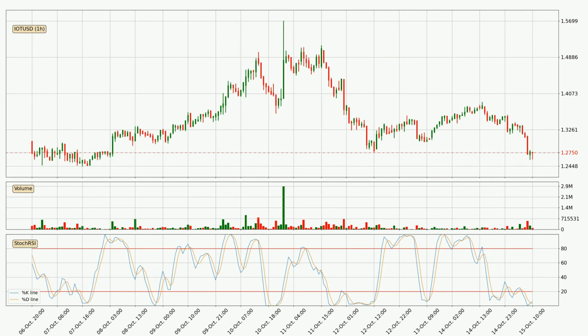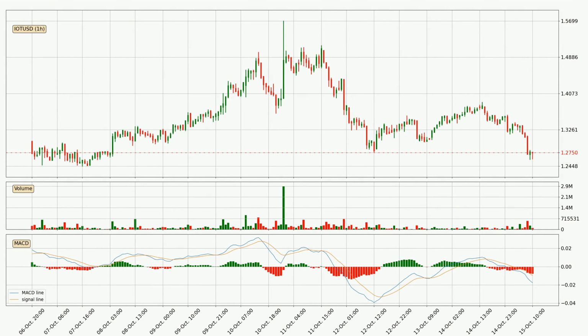Moving to the hourly stochastic RSI, both the %K and %D lines are in the lower region, which means that the price is getting oversold and soon a trend change or at least some kind of consolidation could be expected. The trend has shifted upwards because the K line is currently located above the D line.